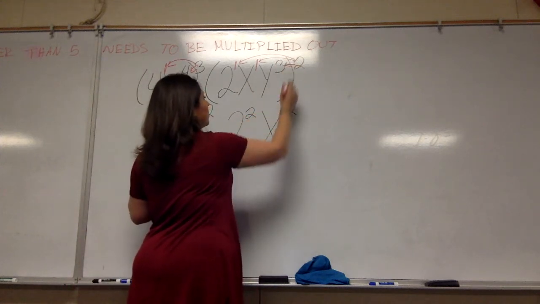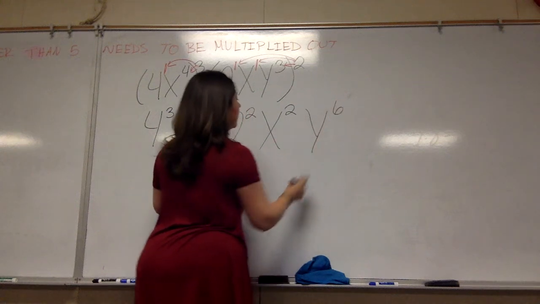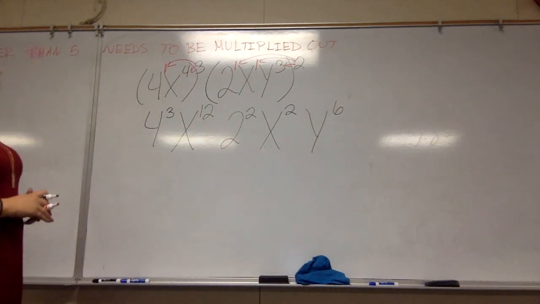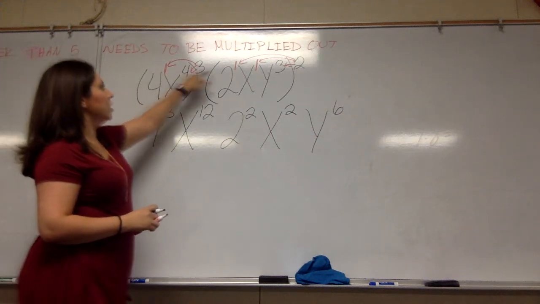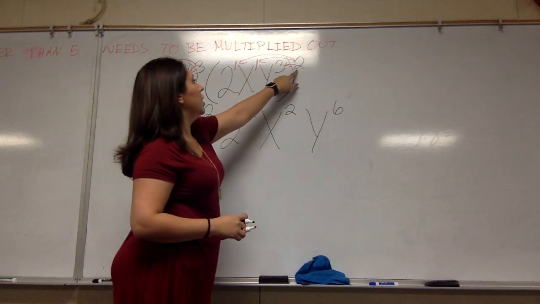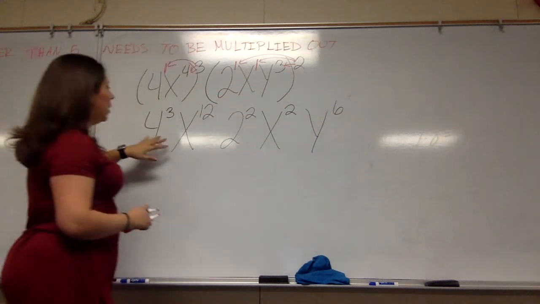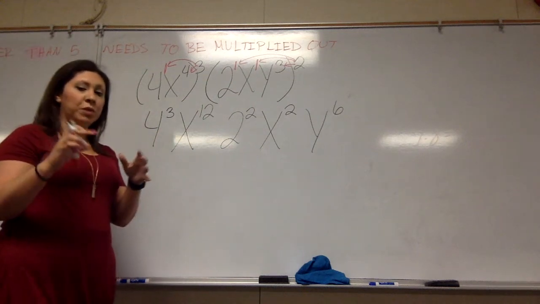And 2 times 3 gives me a 6. Alright, we have multiplied everything out. 3 times 1, 4 times 3, 2 times 1, 2 times 2, 2 times 1, and 2 times 3. Everything's been multiplied. At this point, we kind of do start grouping everything together.